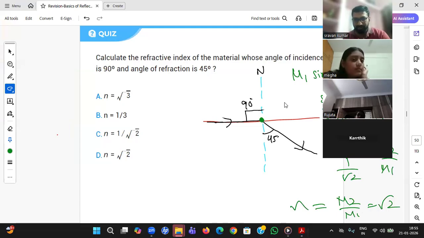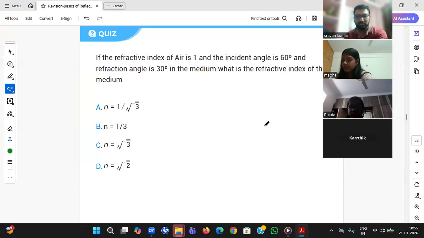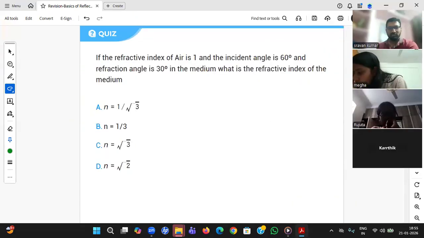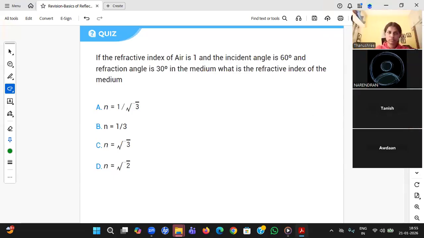Okay, Narendran, right answer. Tanish, understood beta? Yes, sir.